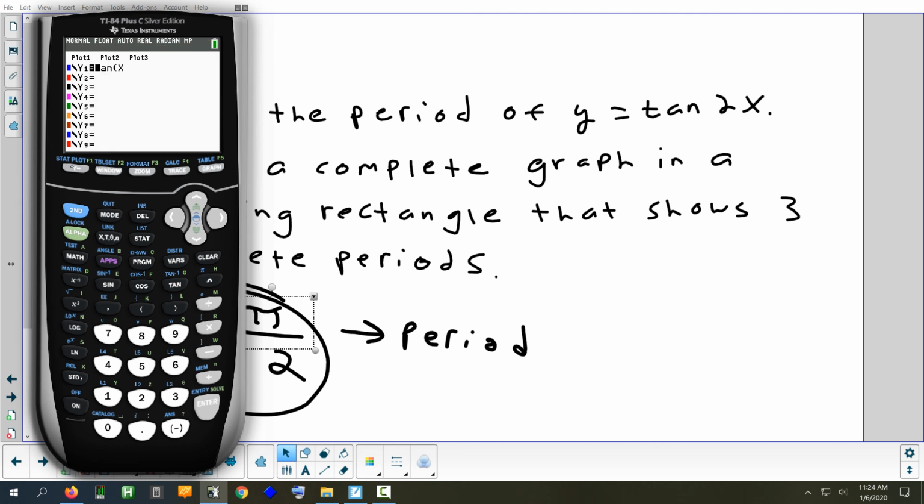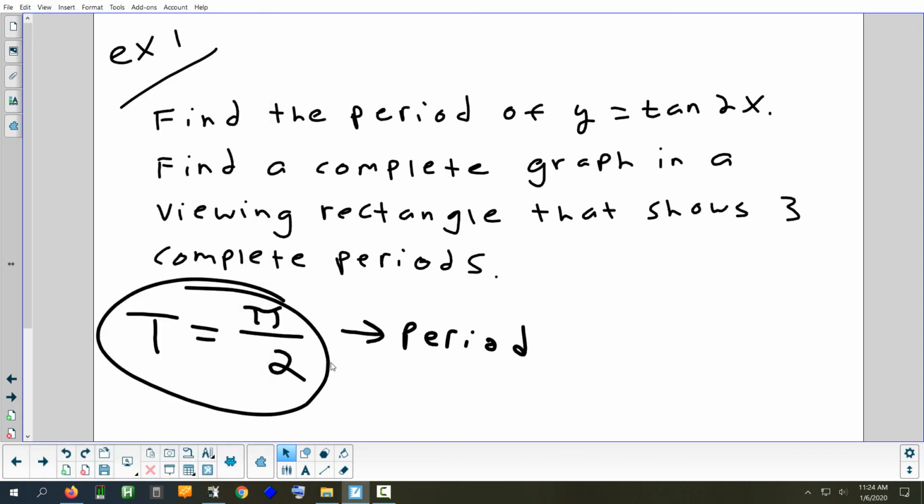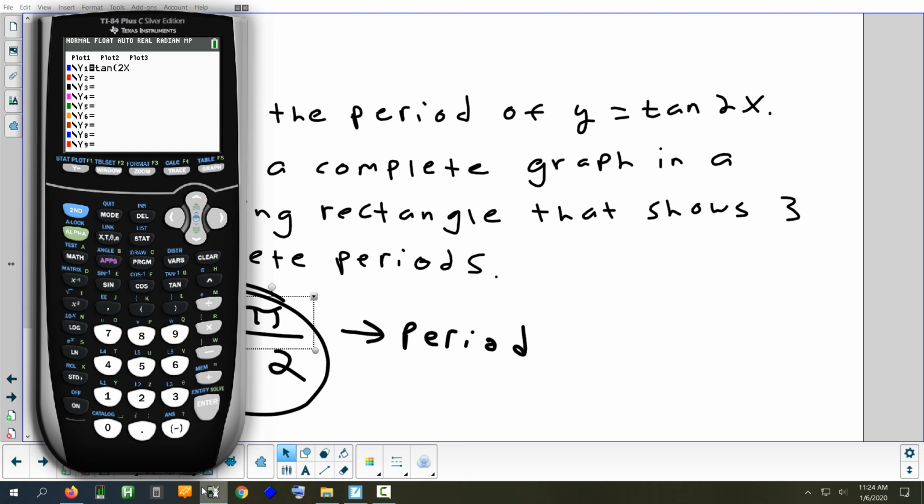Now we just have to type in our equation. And remember, I'm in radians. If you were in degrees, this is 90, right? 90 times 3 would be 270, 0 to 270. But we're in radians. Okay, hit graph. Now, that's okay. You are going to get 3 cycles. You got a half, a whole, and then another half, which is technically 3. That's okay.